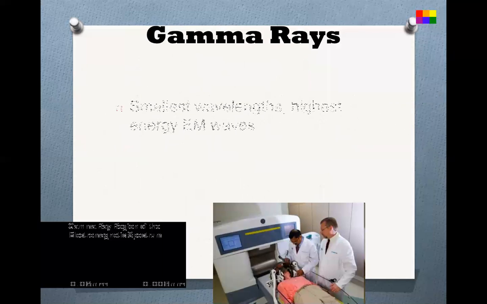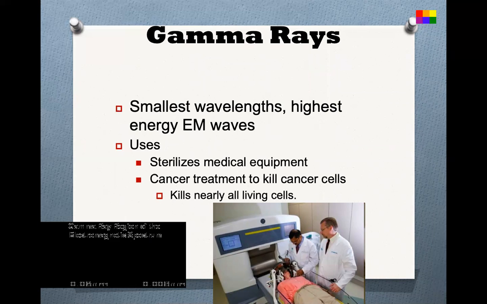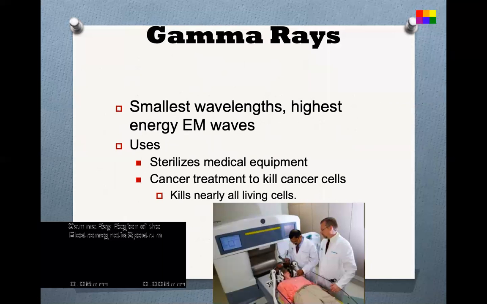Then there's gamma, the shortest, smallest wavelengths, highest energy electromagnetic waves. It sterilizes medical equipment and is used in cancer treatment to kill cancer cells, but it's also very dangerous because it can kill all living cells. All right, so that's our frequency.